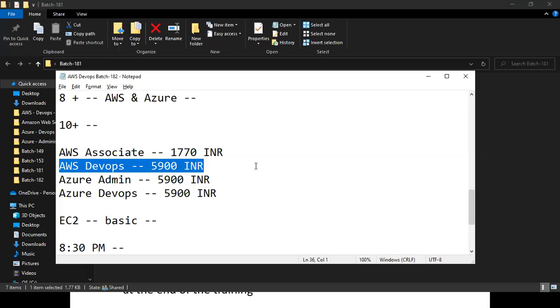What is the difference between AWS DevOps and AWS Associate? The services are not the same, and these are two different types of job roles. In Associate, we have different services, and in DevOps, we have different services.